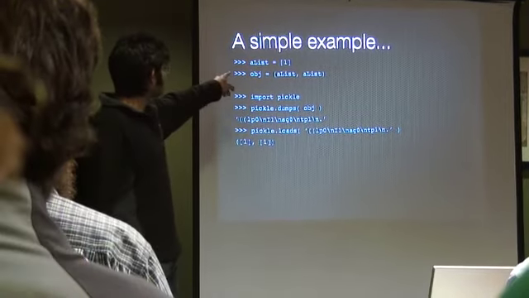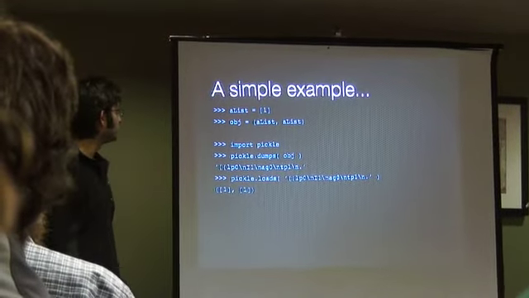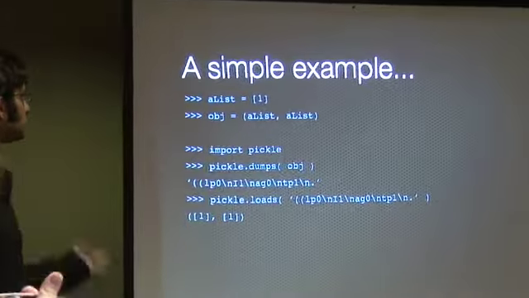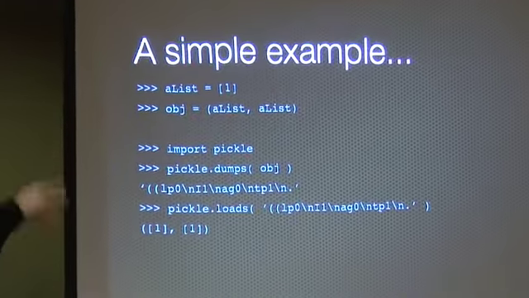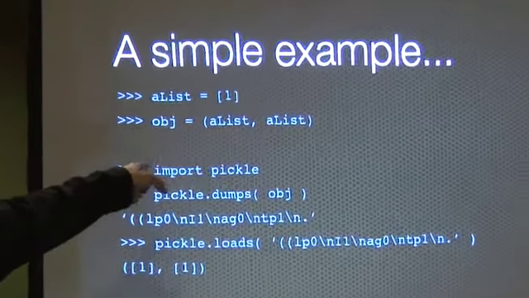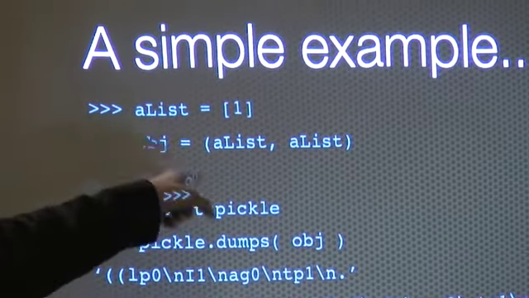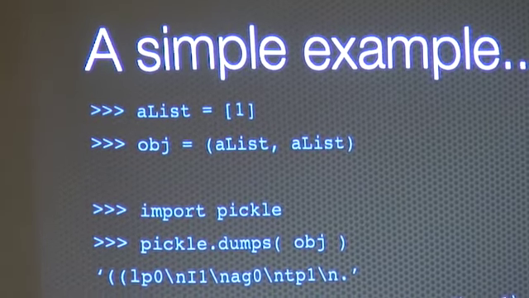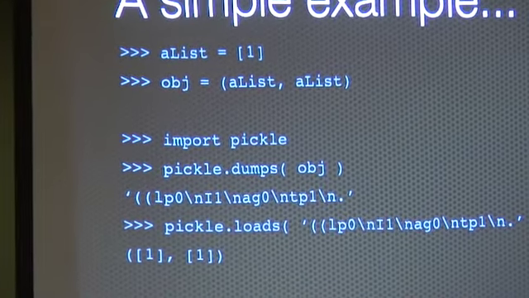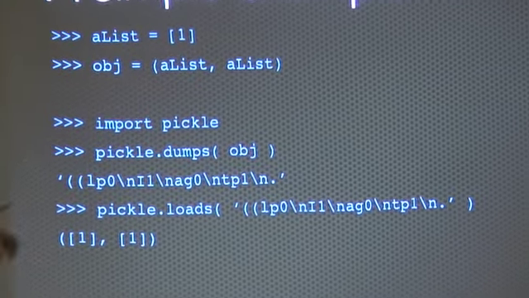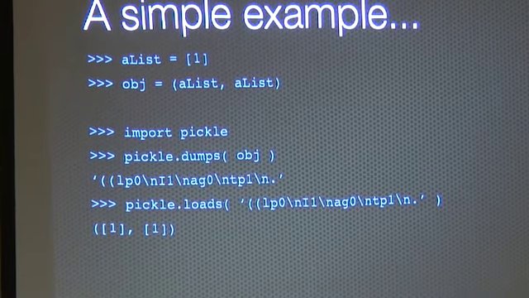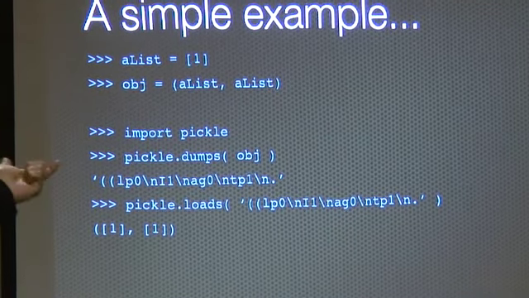What we're going to do is create a variable called a list, and it's just going to be a list containing the number 1. And then we're going to make an object that's a tuple, which is similar to a list, only it's immutable, meaning that we can't add stuff to it. And we're going to have it be a tuple containing that variable and then another instance of that variable. And then we're going to import pickle, which is just as easy as saying import pickle. And we're going to say pickle.dumps, which means dump it to a string. Essentially convert it to a binary form that's a string.